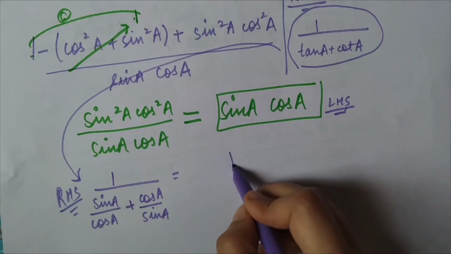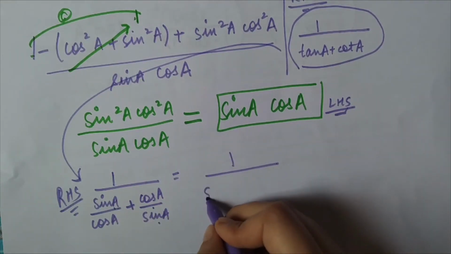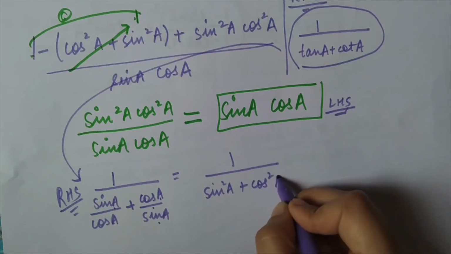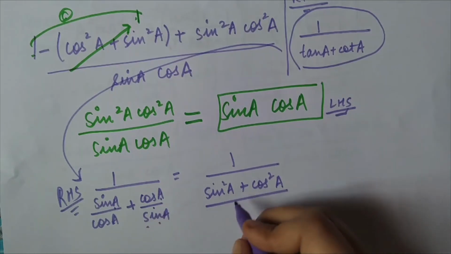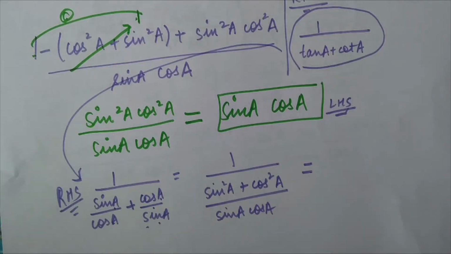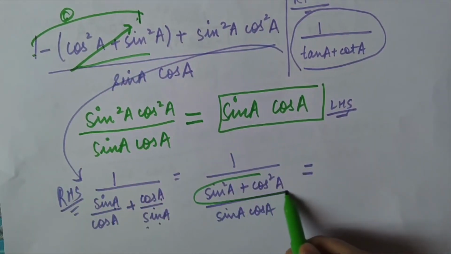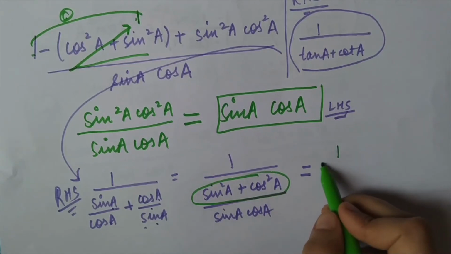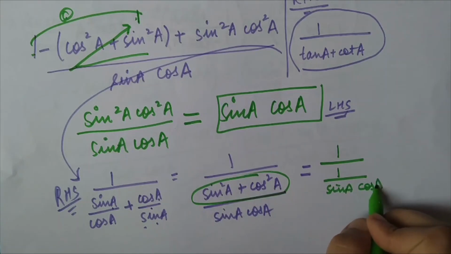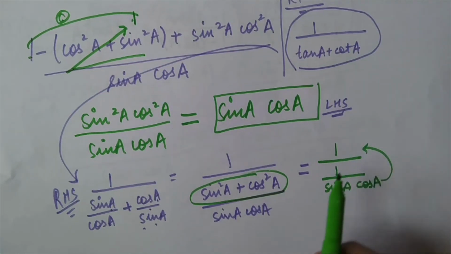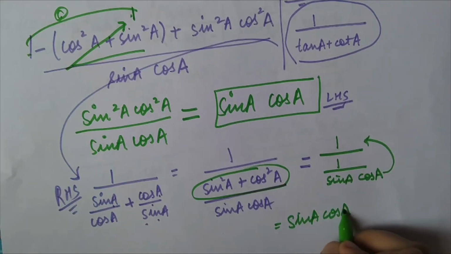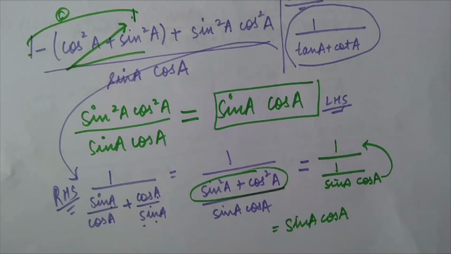And what I will do is, this sine will go over here and we will get sine square A, plus this cos will go over here and we will get cos square A, divided by, we have taken the LCM, sine A cos A. Now again using sine square A plus cos square A equals 1 over here, we get 1 divided by sine A cos of A, and this will go in the numerator and we get sine A cos A. Clearly left hand side is equal to right hand side.